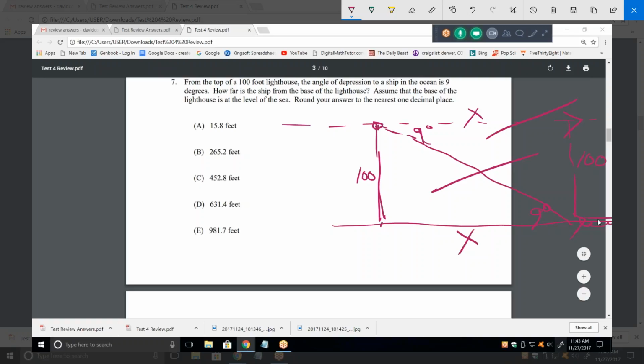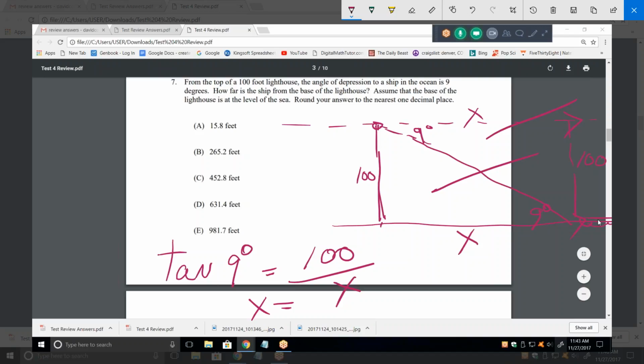First of all, which trig function? That's always what you need first. So which trig function are you going to use? It'd be tangent. Okay, so give me the equation. Tangent of 9 degrees equals 100 over x. Solve that. What's x going to be equal?